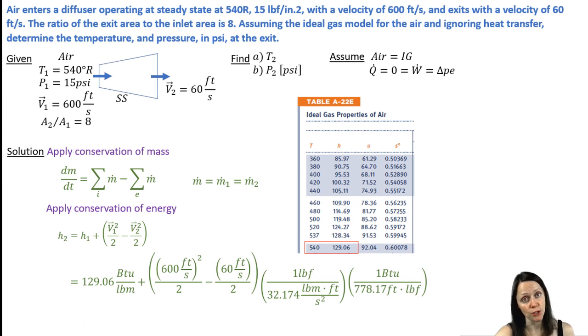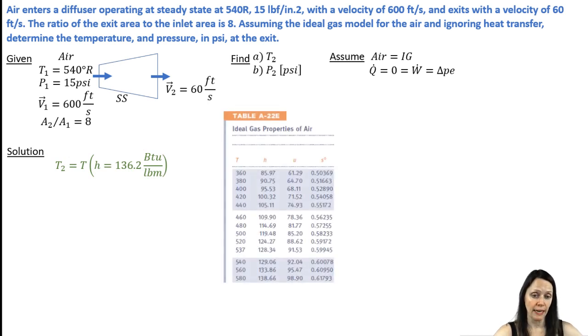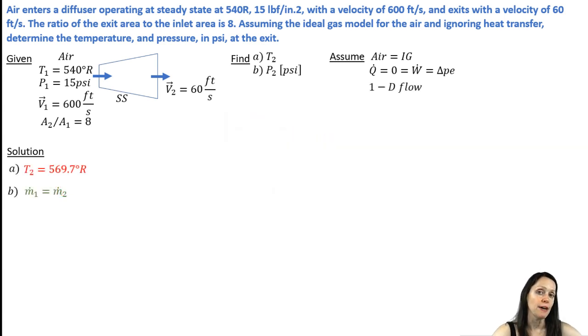I do need to make sure that I pay attention to those units so that what I'm calculating is BTU per pound mass. Now that I've got h2, I need to look at my ideal air tables and look at the corresponding value for T2 at this enthalpy value. I'll have to interpolate, but I get a T2 of 569.7 degrees Rankine.